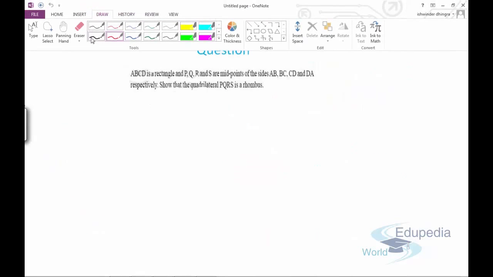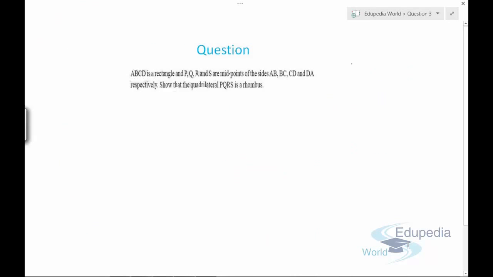Now this question says that ABCD is a rectangle. Suppose we draw a rectangle like this. Let's say we have a rectangle A, B, C and D, and P, Q, R, S are the midpoints on the sides. This is P, this is Q, this is R, and this is S, the midpoints. We need to show that quadrilateral PQRS is a rhombus.